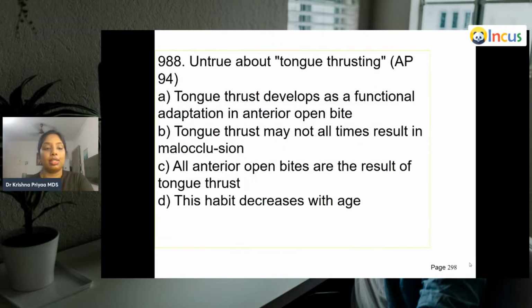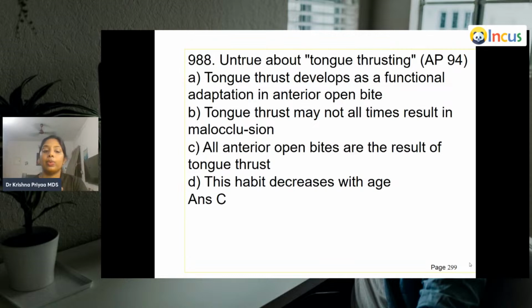Which is untrue about tongue thrusting? The tongue thrust develops as a functional adaptation in the anterior open bite. Tongue thrust may not at all times result in malocclusion. All anterior open bites are the results of tongue thrust. This habit decreases with age. So, all anterior open bites are the results of tongue thrust. That is false because it can be vice versa, but anterior open bite can be because of a lot of reasons. It cannot be mainly only because of tongue thrust. Okay, so we should understand everything else is related with the tongue thrust.